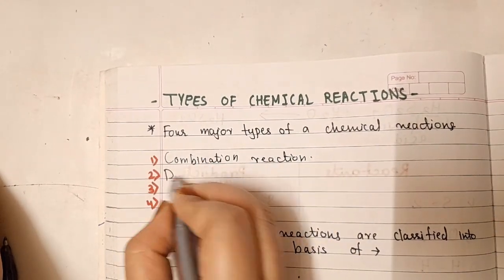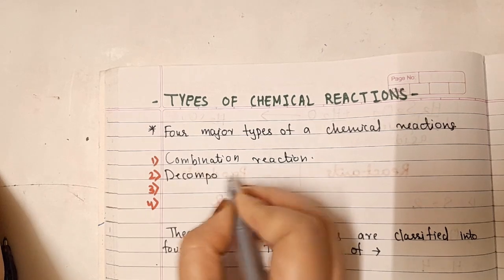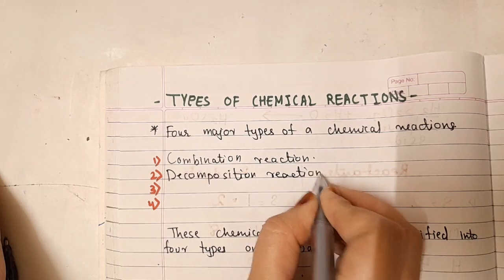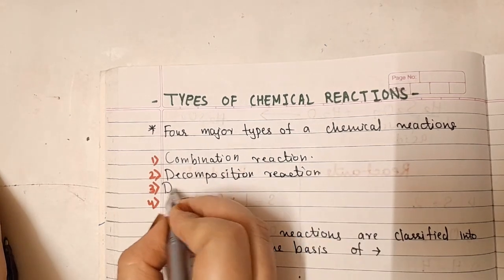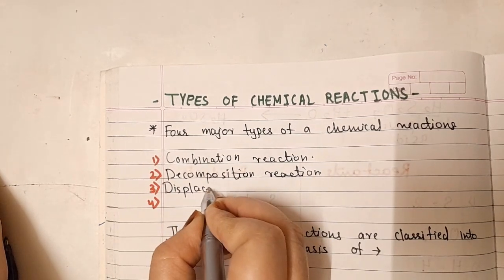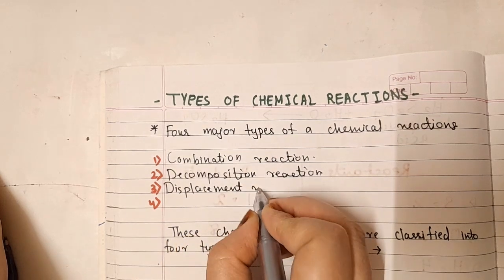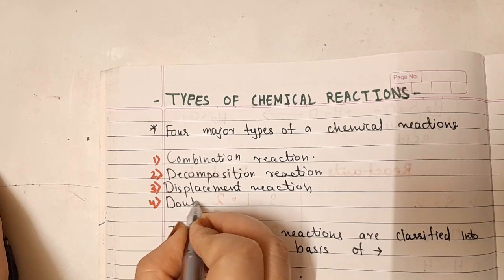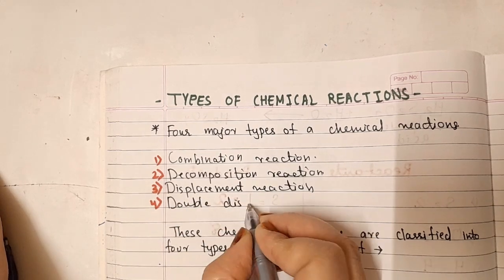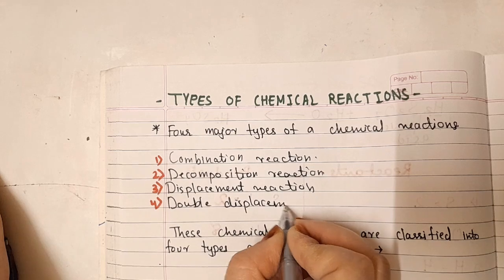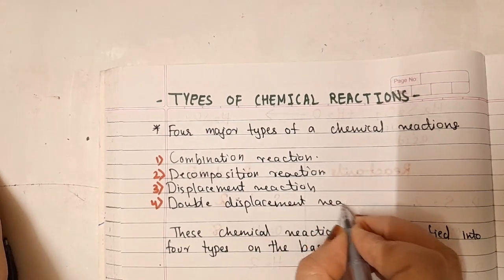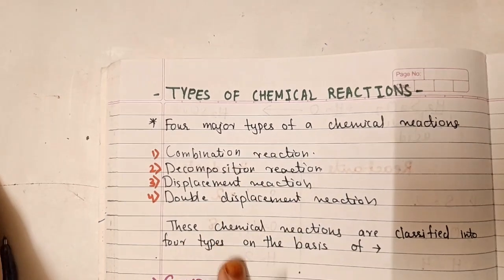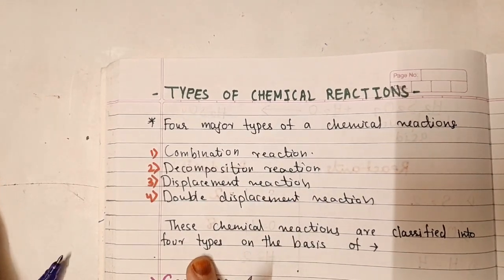Second type is decomposition reaction. Third type will be displacement reaction. Fourth one will be double displacement reaction. So, these are the four major types of chemical reaction.